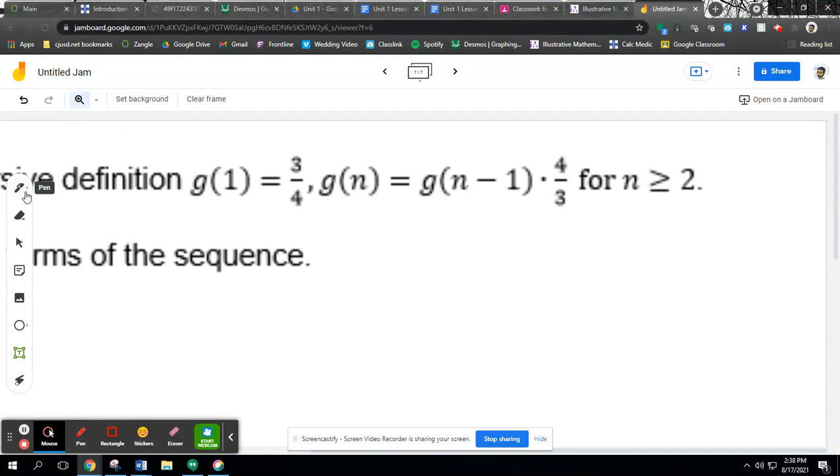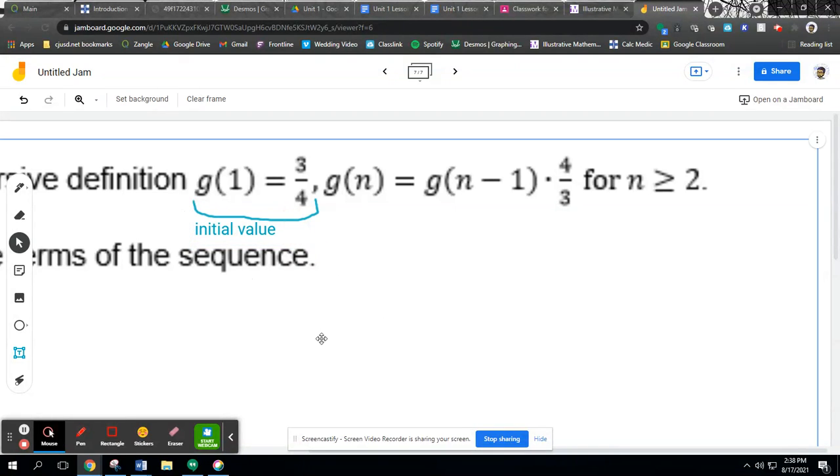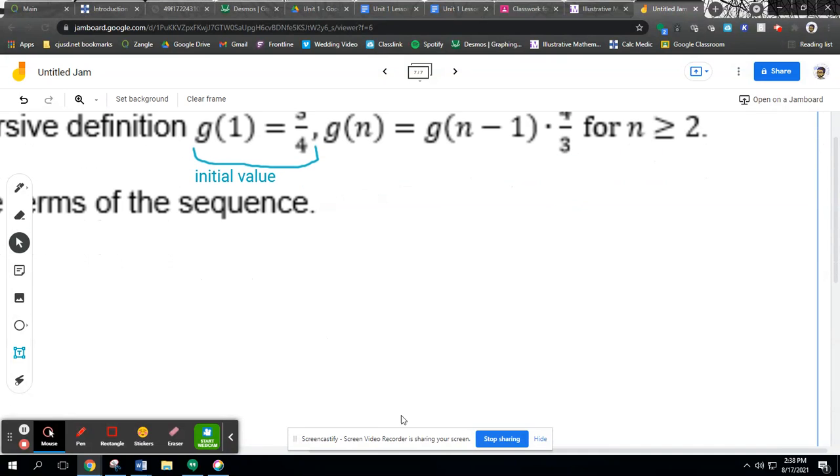First and foremost, all of our recursive definitions tell us the initial value. That's what this whole part, the first section, is telling us. It's our initial value, basically what the sequence is going to start with. Talked about in class. So that means if I'm writing the first term of my sequence, I know for sure that the first term is going to be 3/4. Yes, it's a fraction. You can convert it to a decimal if you really felt like working with it, but I would prefer to leave it in a fraction personally, so I'll do that.